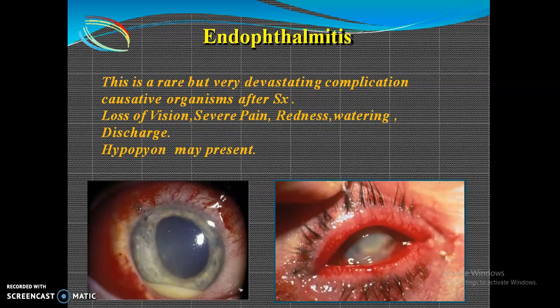Then the endophthalmitis, this is a rare but very devastating complication, with acquisitive organisms after the infections. Then loss of vision, severe pain, redness and watering will be there, and there will be discharge also. Then hyphema may be present along with this case also. That is endophthalmitis. Itis means it's an infection and inflammation.